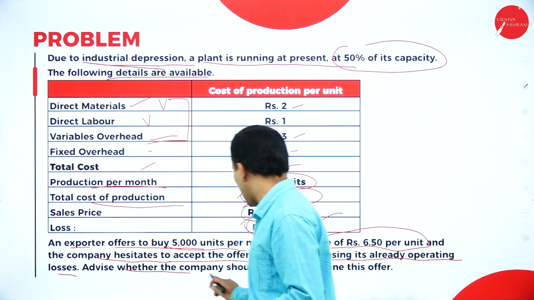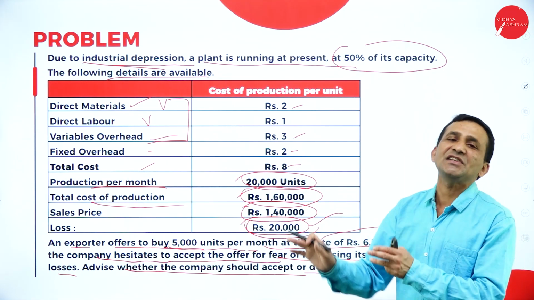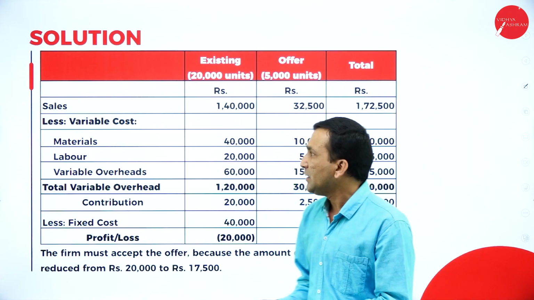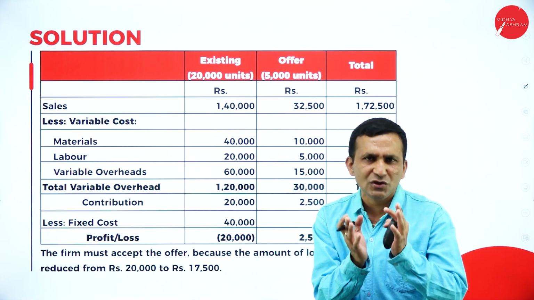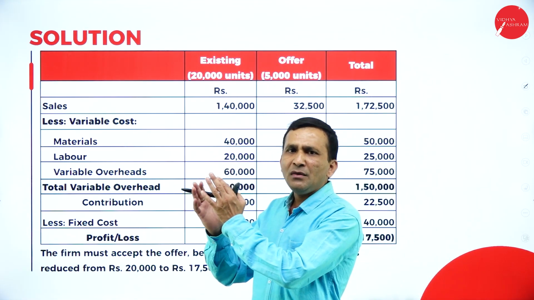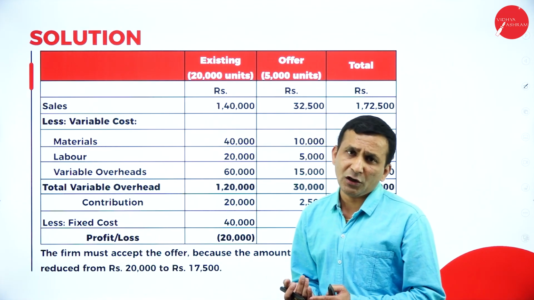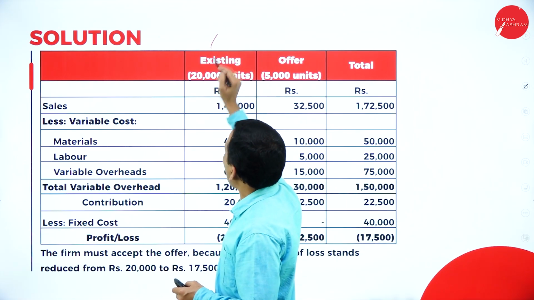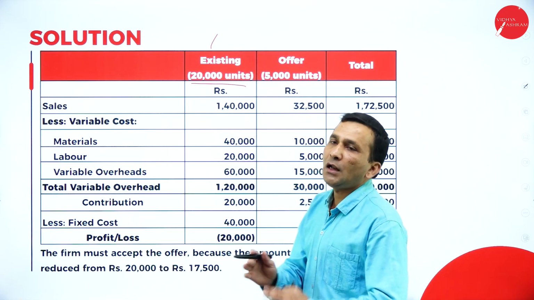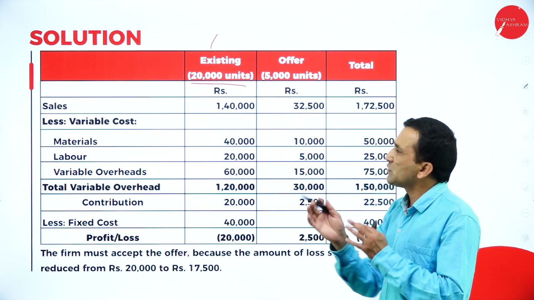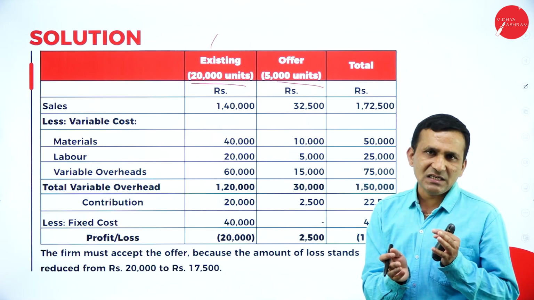So advise whether the company should accept or decline this offer. Decline means reject. What we are trying to do here is prepare the marginal statement. In your company, we are accepting an offer from the exporter apart from internal production. Your existing production is only 20,000 units. Now, additionally, if I produce for the offer, we get around 5,000 units. Now we will prepare the marginal statement.